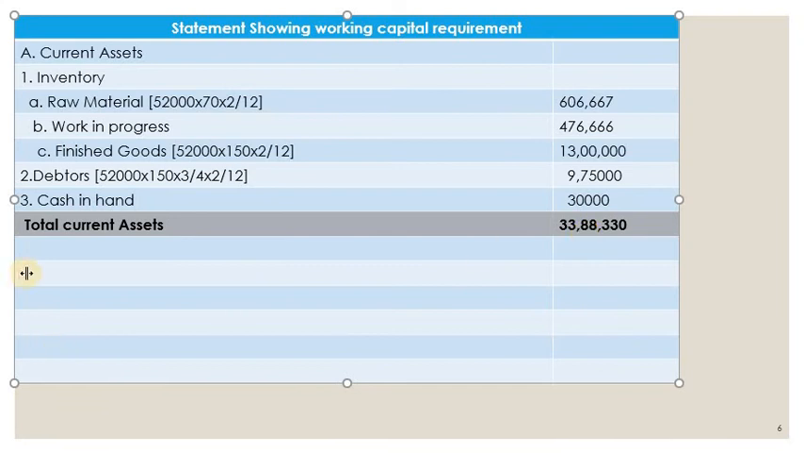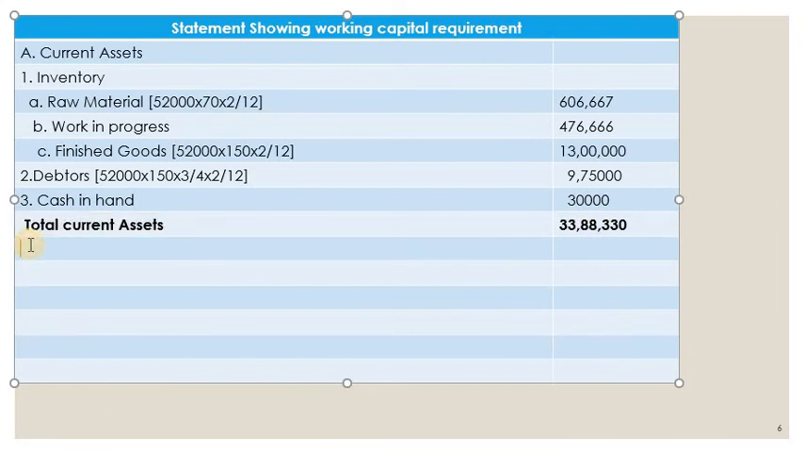Now let's go to current liability. So first current liability is creditors. So how to calculate creditors? That is the credit period allowed by the suppliers. So 52,000 into how much is the raw material price? Creditors allow credit period on raw material because they supply raw material. So it is 70 into, credit period allowed is again 2 months out of 12 months. So we'll get the total, that is 6,66,667.